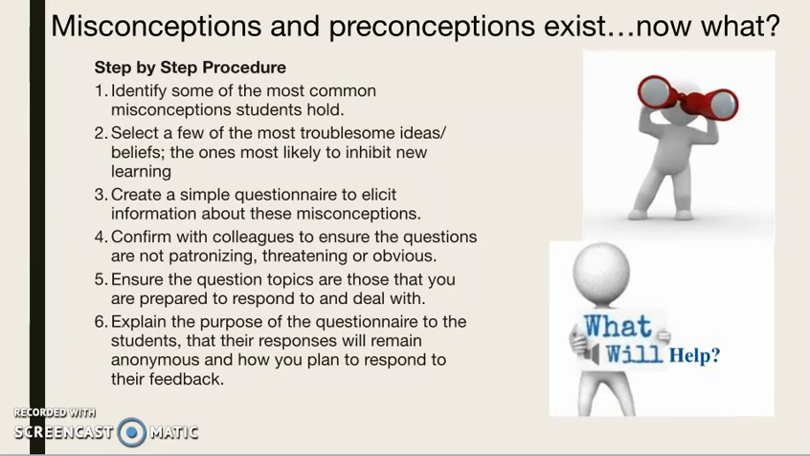This is done most successfully through something like a Likert scale response option. Multiple choice or short answer questions would work best. Confirm with colleagues that these questions aren't patronizing or threatening or obvious, and ensure that you're prepared to respond to and deal with the responses the questions might elicit. Explain the purpose of the questionnaire to the students, assure them that their responses will remain anonymous, and tell them how you plan to respond to their feedback. These are all important points to consider.